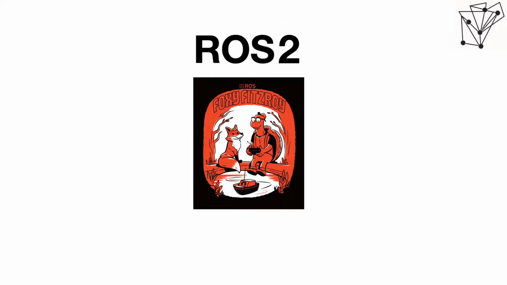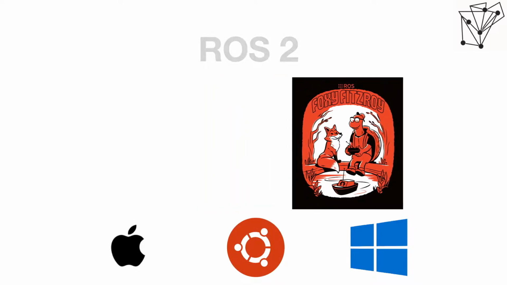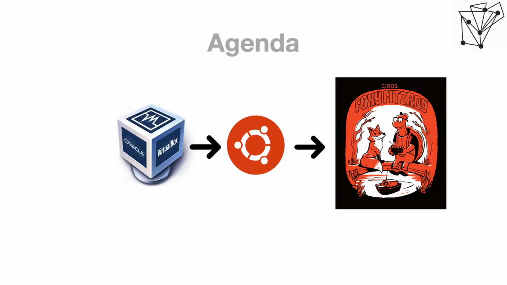In these videos, we will be using ROS2 Foxy for our development. Note that ROS2, unlike ROS1, is available in macOS, Ubuntu, and Windows. However, I will be using Ubuntu 20.04 in this video. The agenda for today's video will be to download and install VirtualBox, Ubuntu 20.04, and ROS2 Foxy. Finally, we'll have to verify an installation for ROS2.